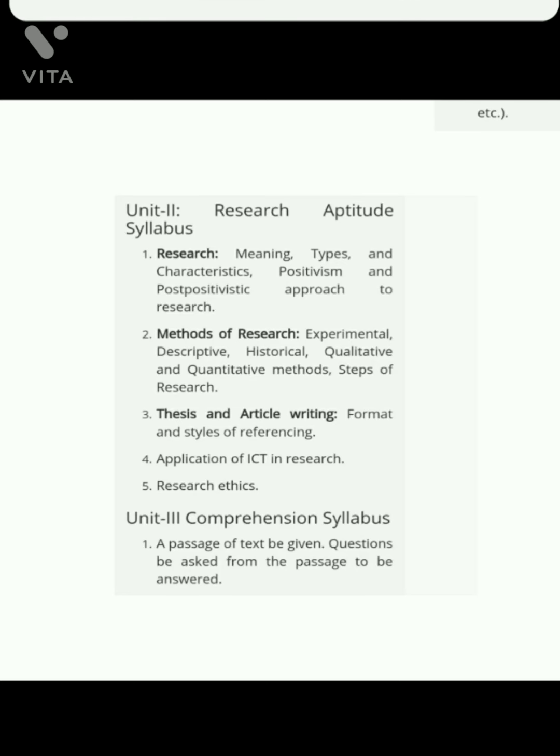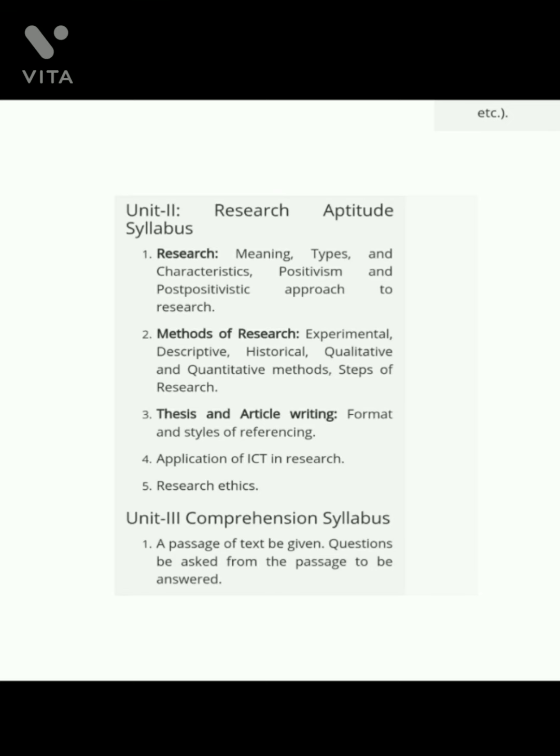Then we have the comprehension syllabus. A passage of text will be given, and questions will be asked from the passage. So unit 3 is such that while writing the exam, if you are very attentive and alert, then you will definitely be able to score marks easily in comprehension after a little practice.